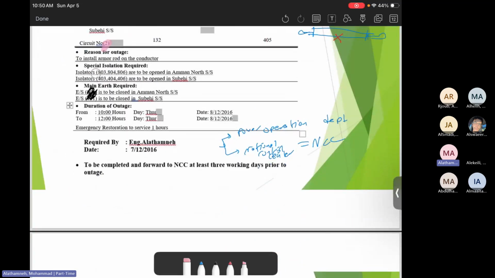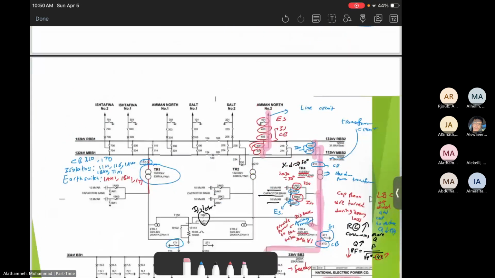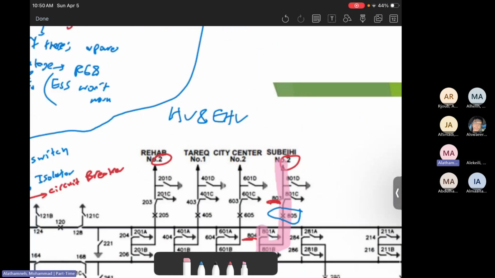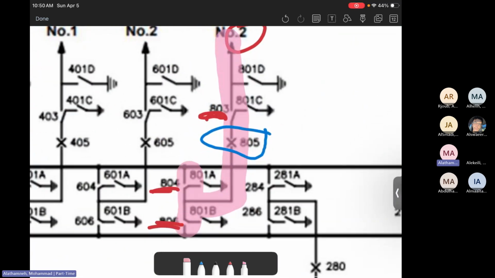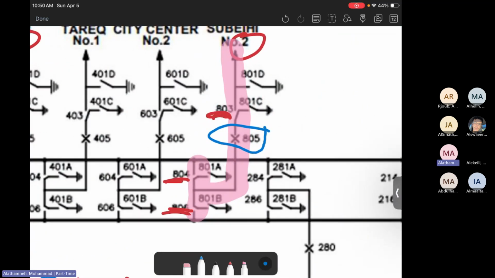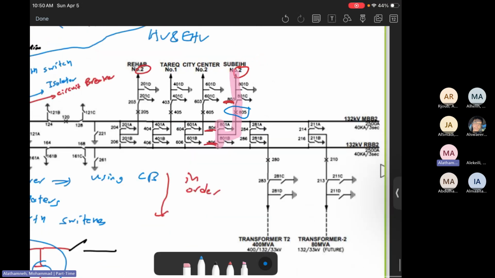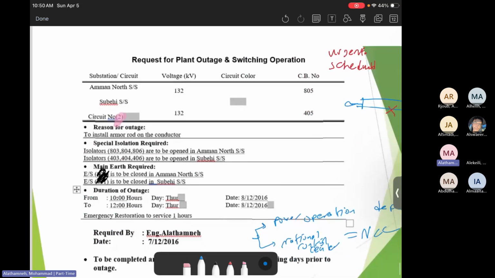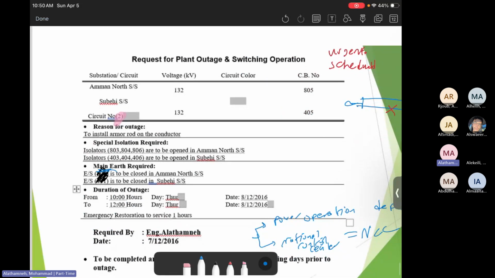Once we are done with the isolators, let's go to the earth switches. When you are in Amman North towards Sbehi, you will see the earth switches are 801A, 801B, 801C, 801D. So as a shortcut, I wrote it as 801. But if you want to write it as 801A, 801B, 801C, then you are good.